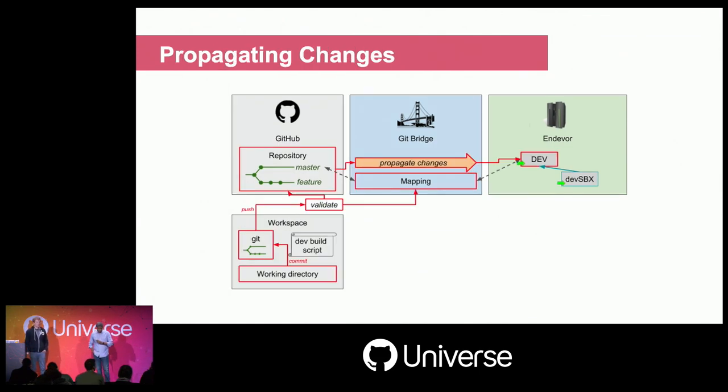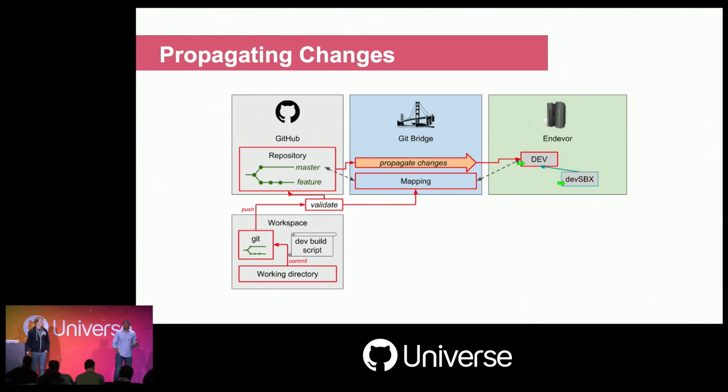Okay? Now, I've done my job as a developer. I've made my changes. I built it. I verified it. Now I want to use the workflow. So I commit my changes to the enterprise Git repo, and then the Git bridge is going to propagate those changes back to the backend SCM. Okay, life is great, right?